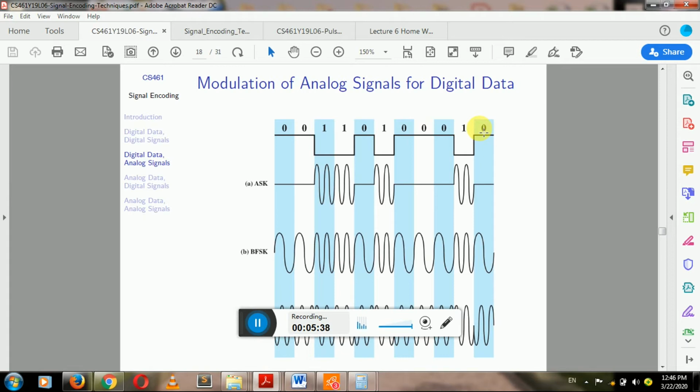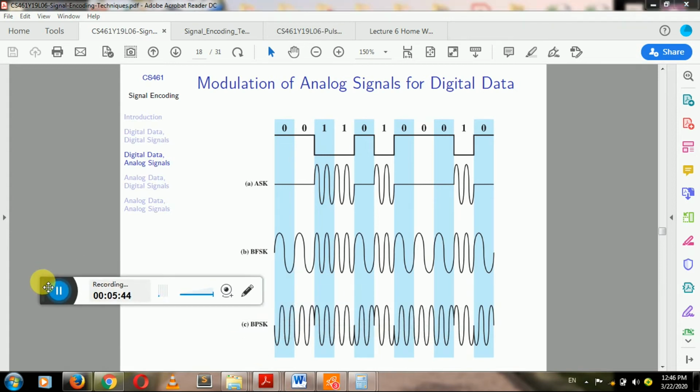To change the shape of the analog signal, we say that we should vary the amplitude, the phase, and the frequency, because these are the three basic components of an analog sinusoidal signal.